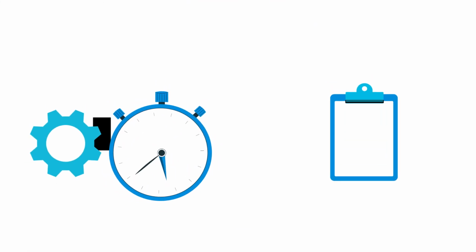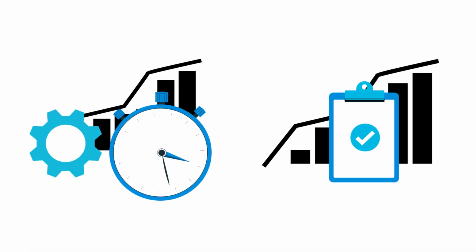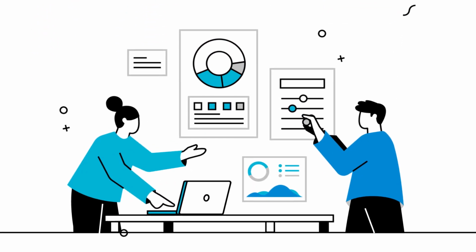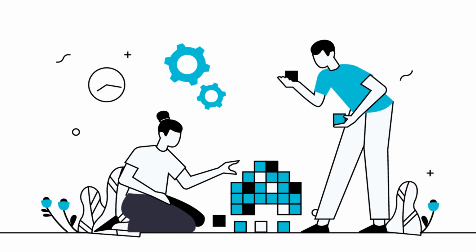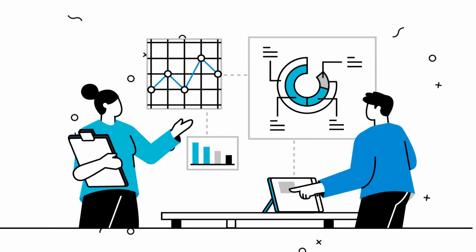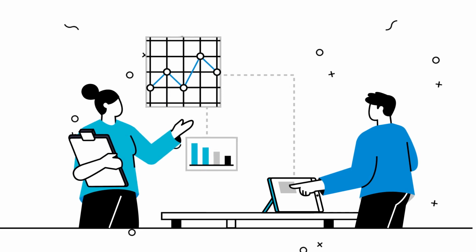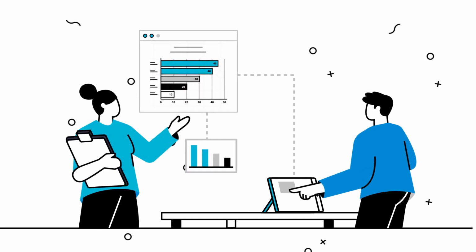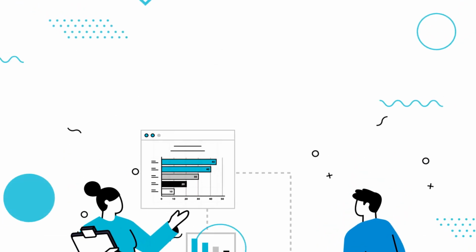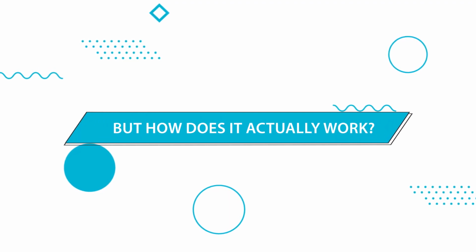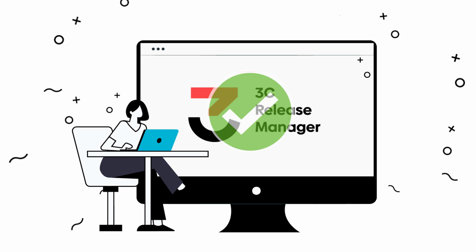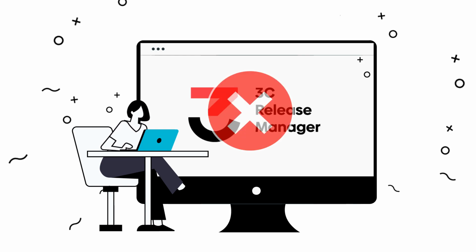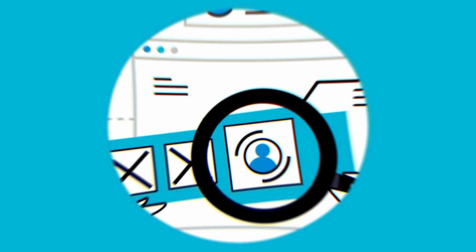Let's focus now on operations efficiency and improved quality, and show how creating visibility of configuration changes, introducing a standardized change management process, and enabling automated Clarity deployments can lead to cost reduction and enhanced compliance for your organization. But how does it actually work? Let's look at the whole development process with and without using 3C RM, starting with the lack of it.